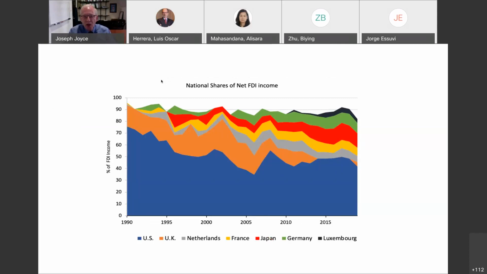So you should be able to see on the graph the Netherlands, France, notice in particular Japan's share of their multinationals of foreign income, also Germany, and a little bit on the top, Luxembourg. And we'll talk a little bit about Luxembourg.